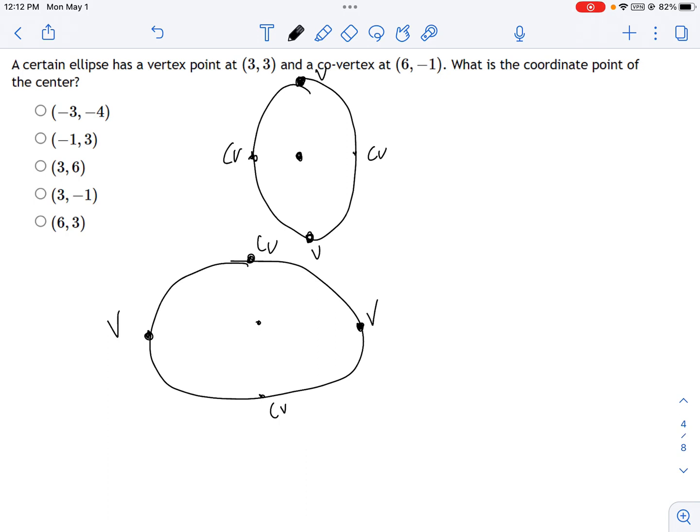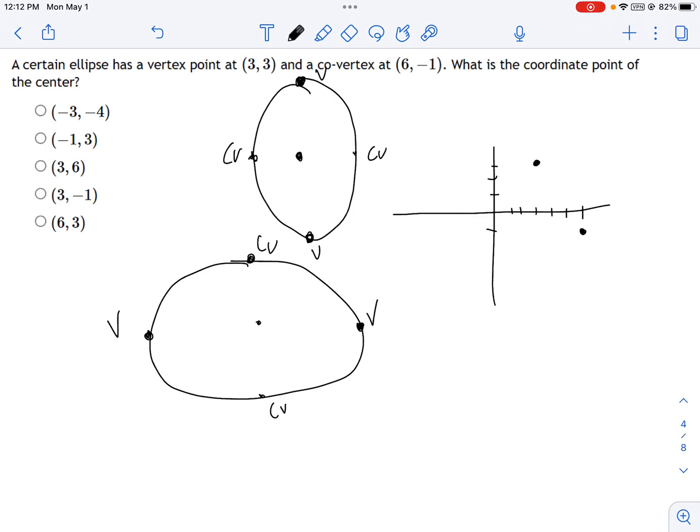Okay. So first off, we have a vertex at (3, 3). So vaguely we have over 3 and up 3. Ta-da! Okay, and then over at 6, and down to negative 1, we have a covertex point. Now we know that in some way, shape, or form of your ellipse, the vertex and covertex will be connected. So we have like a fourth of our ellipse here.